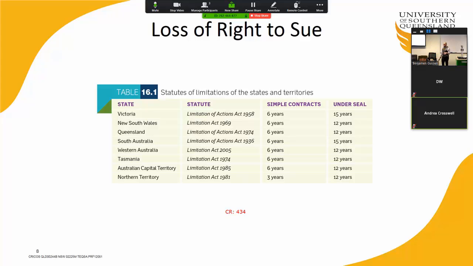And some people were caught by that. I know personal stories. They went to lawyers, and the lawyers were negligent in the sense that they never checked when the deadline was for them to bring the cause of action.